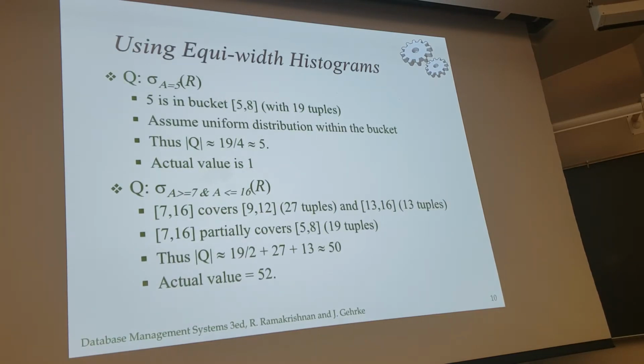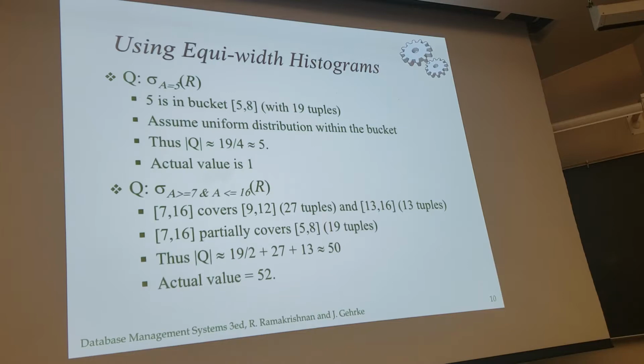What if we wanted to look for the things where the range is between 7 and 16? Okay, well, 7 and 16 is going to correspond to everything in the buckets 9, 12. It's going to be everything in 13, 16. But it's a little bit more than that. So how many tuples are there in 9, 12? There are 27 tuples in 9, 12. How many tuples are there in 13, 16? We know from the histogram there are 13 tuples that sit between 13 and 16. Yes, we have the histogram.